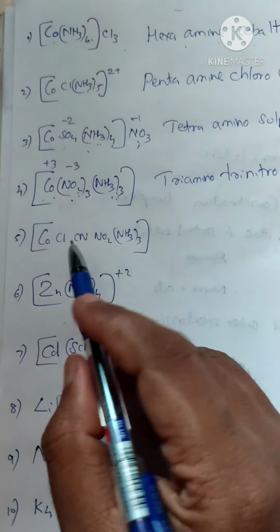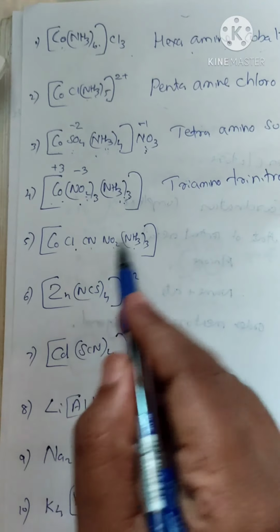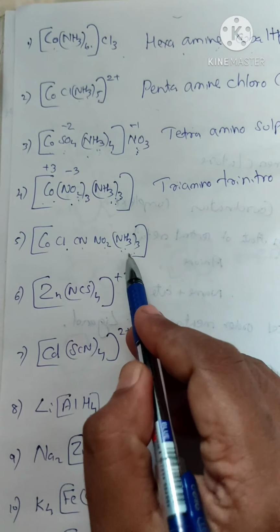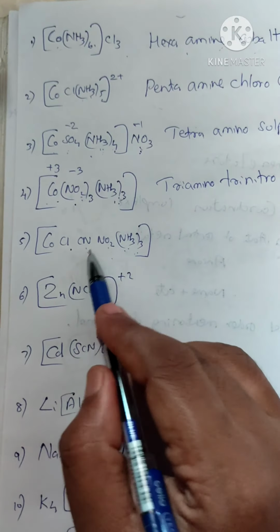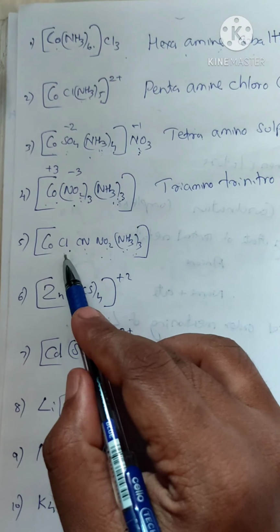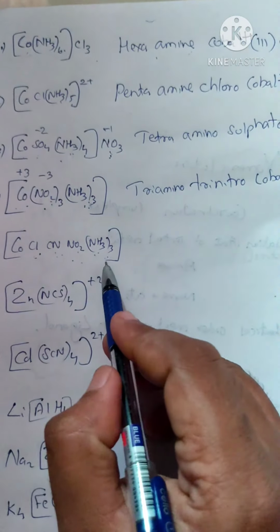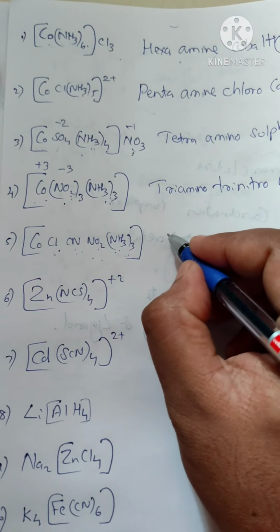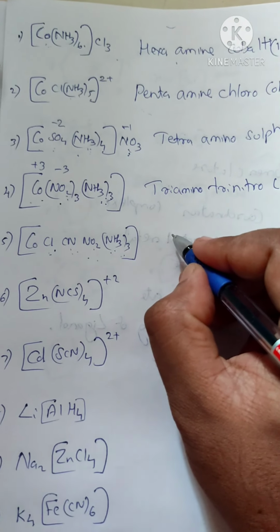Okay, next, here we have 4 types of ligand. Obviously ammine will be first, triammine, then we have chloro, cyano, nitro. Alphabetically, the second will be chloro, then the third will be cyano. So the name will be, it is so easy, we can simply write down the ligands in alphabetical order.